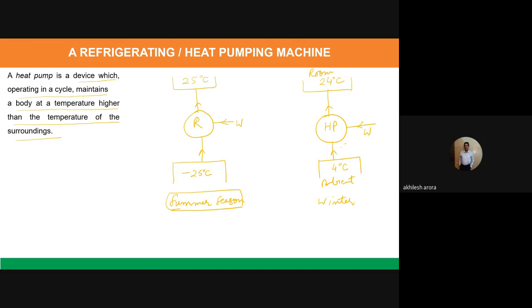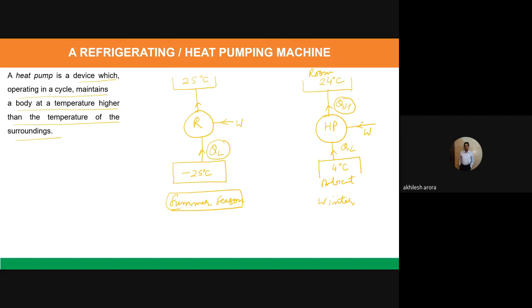Now the only thing is that in this particular case there is a change in the temperature limits. And in case of the refrigerator, QL is the heat which is to be removed, which is actually required, which is the energy effect we are after. Similarly, in case of a heat pump, the energy effect we are after is QH. So that is the basic difference between a refrigerating machine and a heat pumping machine.